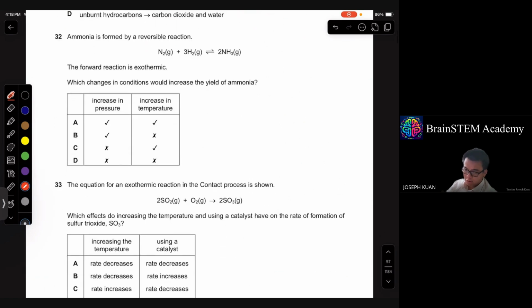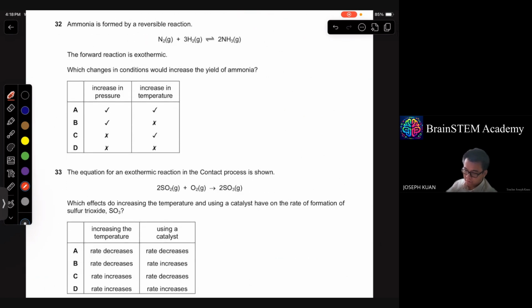Moving on. Ammonia is formed by a reversible reaction. The forward reaction is exothermic. Which changes in the conditions would increase the yield of ammonia? The forward reaction is exothermic. Plus, the right-hand side has fewer gas moles compared to the left-hand side, which means we have to decrease the temperature so that it favors the exothermic reaction. And then we will have to increase the pressure so that it will cause the equilibrium position to shift to the right. So the answer is B.